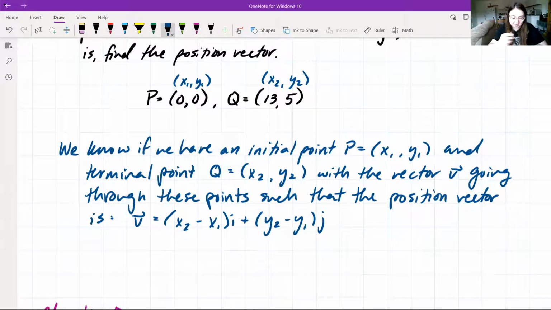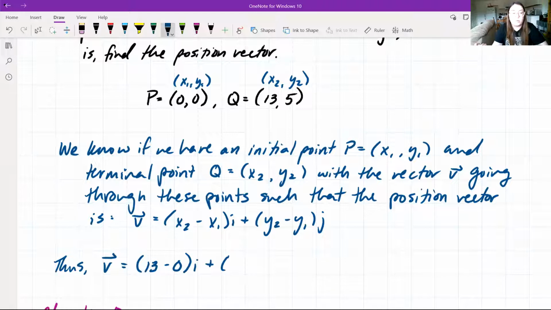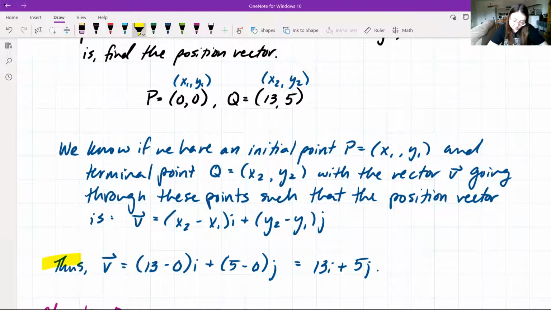So we can just plug this in. We can say vector v is equal to x2, which is 13, minus x1, which is 0, times i, plus y2, which is 5, minus y1, which is 0, times j, which just ends up giving us the form 13i plus 5j. And that would be our answer there.